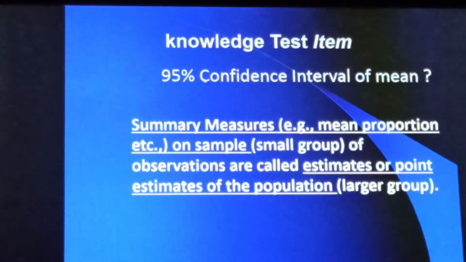So, the 95% confidence interval of the mean, are you aware of it? We are going to give some more details even if you partially know it. Summary measures such as mean, proportion, etc. on a sample of observations are called estimates or point estimates of the population. Population is a larger group and sample is a small group.